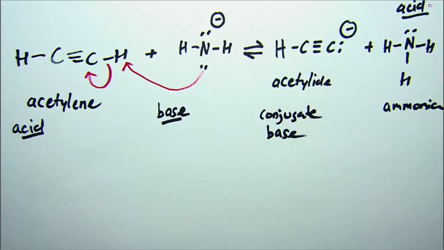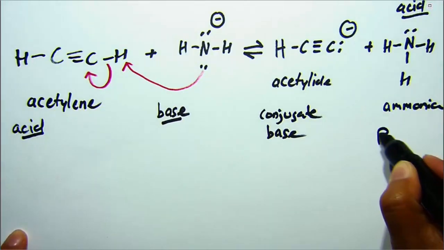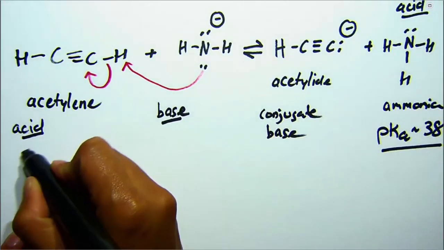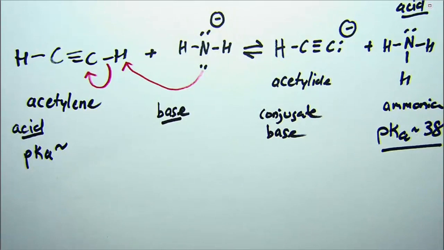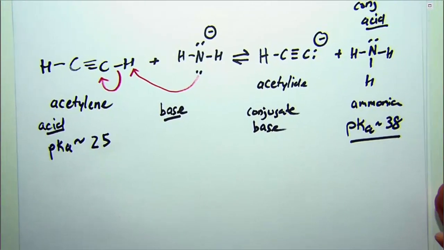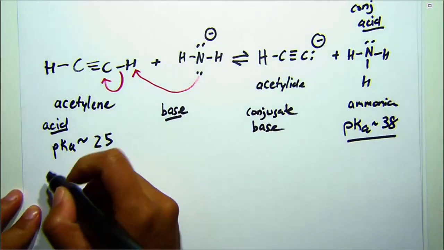Now, in order to predict which side of this equilibrium is favored, you can actually use just pKa values. So thinking back about that chart that we just went over, if you guys can try to recall the pKa of the acids here, the pKa of ammonia, you remember, is about 38. And the pKa of acetylene, based on the table that we just looked at, was what? That's going to be about 25. And so comparing these two acids in the equilibrium, the question now becomes which side of this equilibrium is favored.